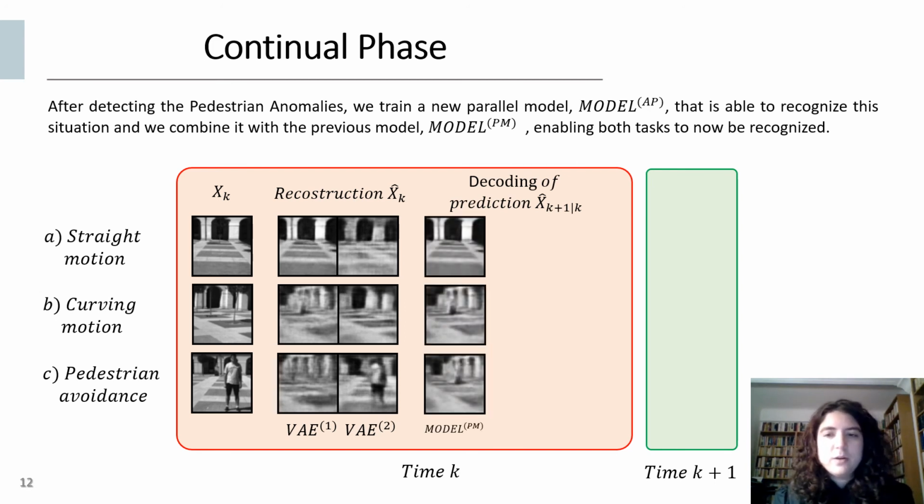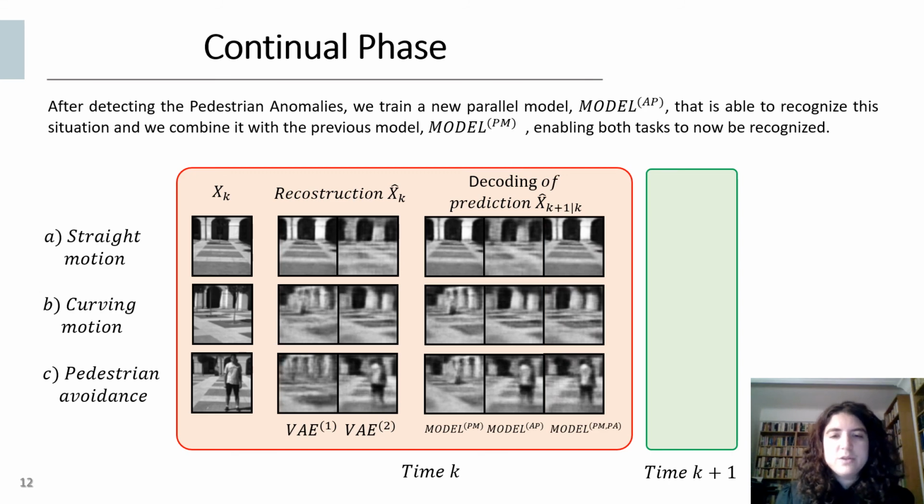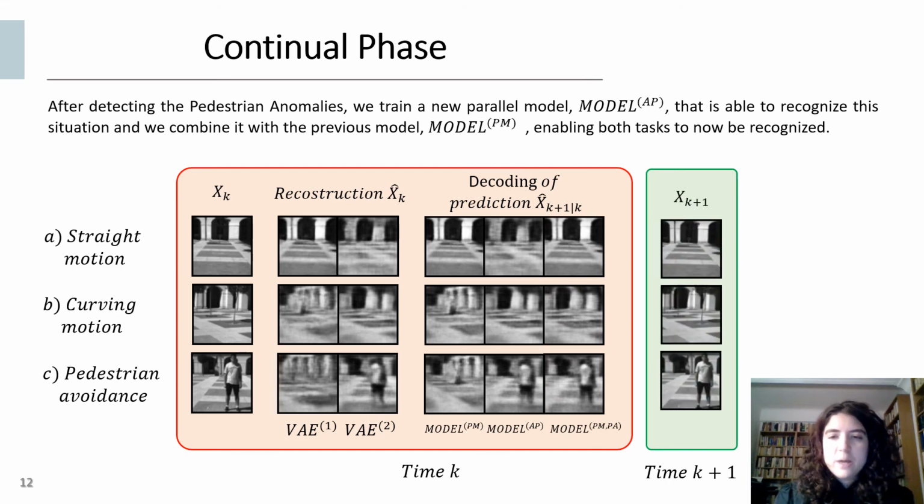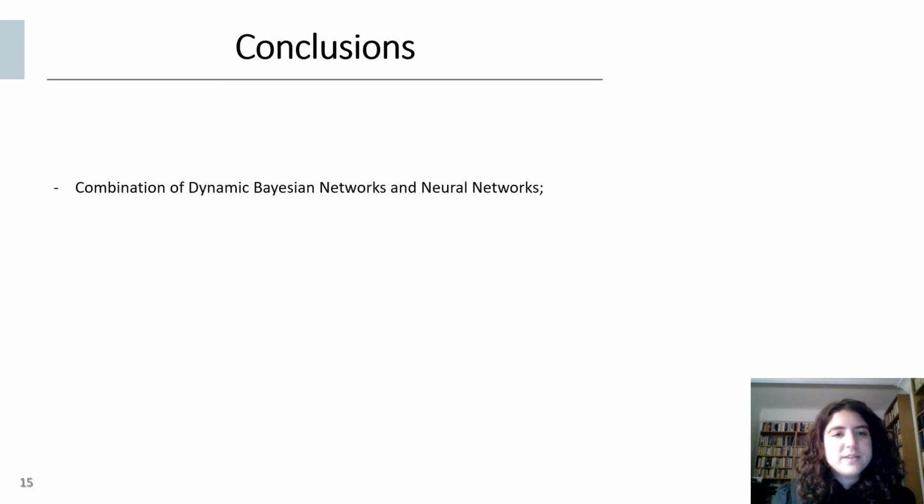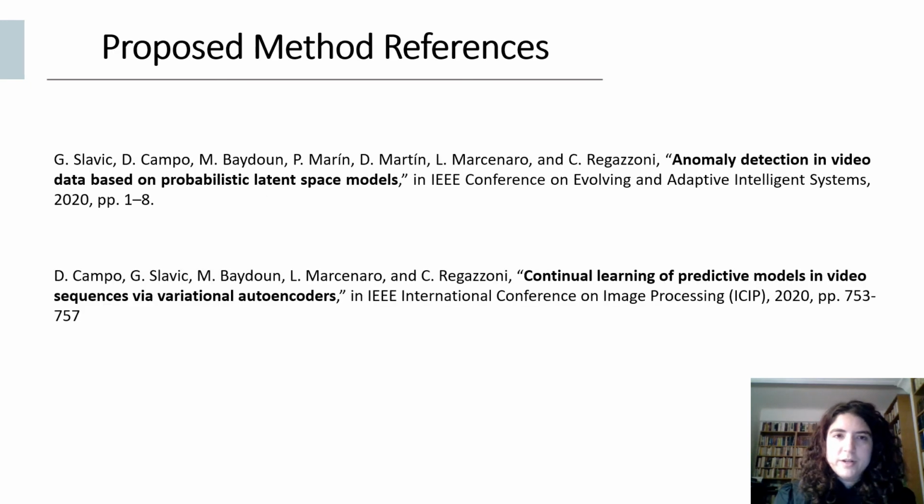So a model that only knows how to perform perimeter monitoring, one that only knows how to avoid the pedestrian, and a model that combines the two situations. And if we compare with the actual next image at the next time instant, we can see that the model that combines the two situations is the one that has a better performance. So in this thesis, we've combined dynamic Bayesian networks with neural networks with a probabilistic approach to detect anomalies and to perform continual learning.